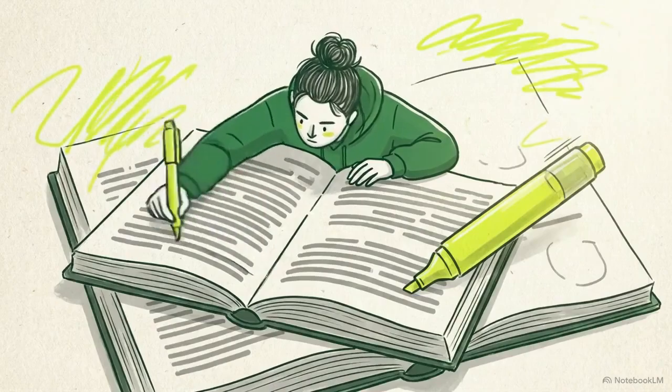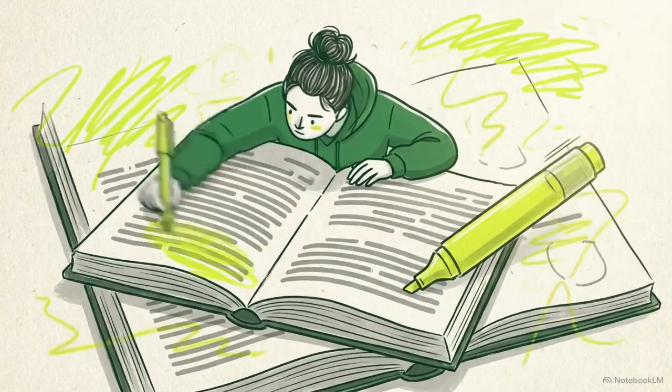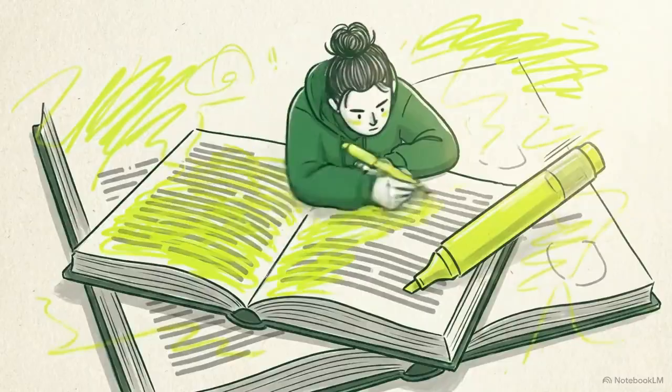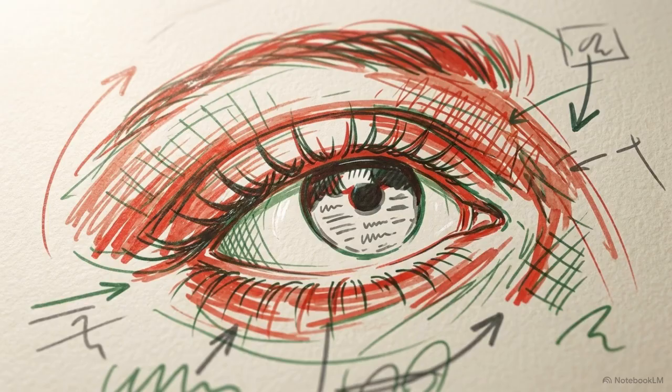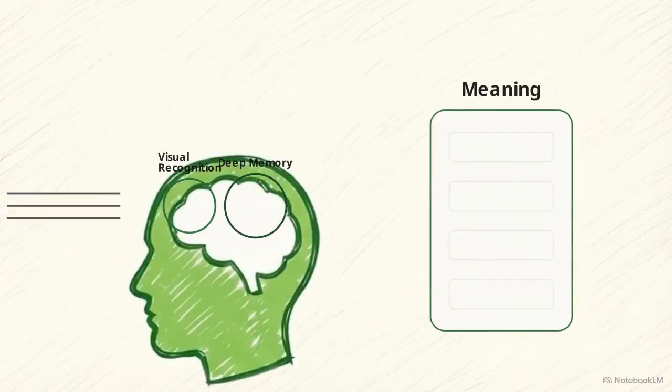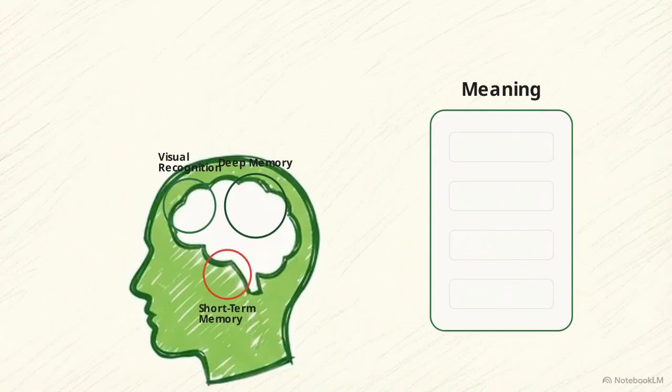You read a chapter 3 times. You marked up the paragraphs. But when you close the book and try to remember what you just read, your mind goes completely blank. Reading a text repeatedly makes the words feel familiar. Your brain recognizes the sentences, and you mistake that quick visual recognition for actual understanding. It is an illusion of competence.